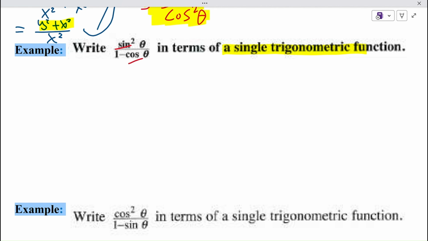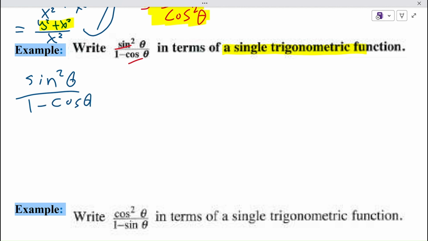We want an identity that contains only a single trigonometric function. How can we do this, guys? It depends on the rules that we have learned in the first part of our lesson. Okay, let's write down this question again. Sine square theta over 1 minus cosine theta. I will remind you of the rules.